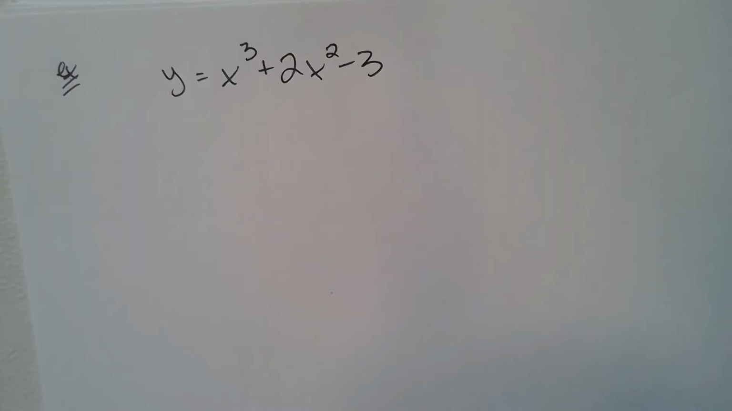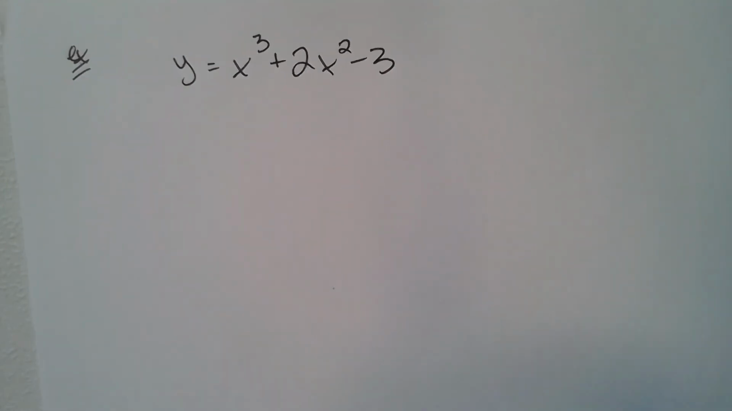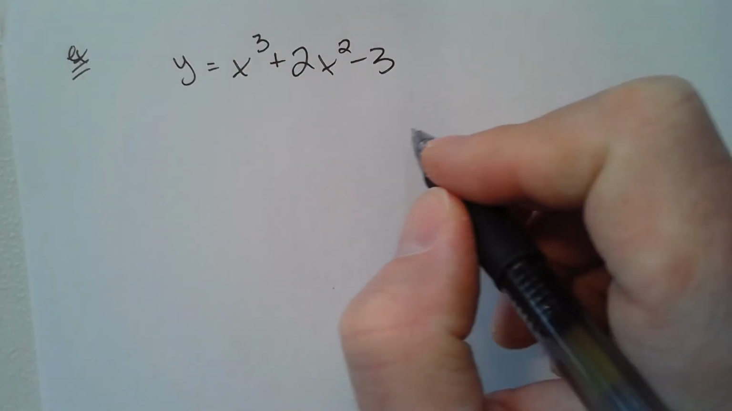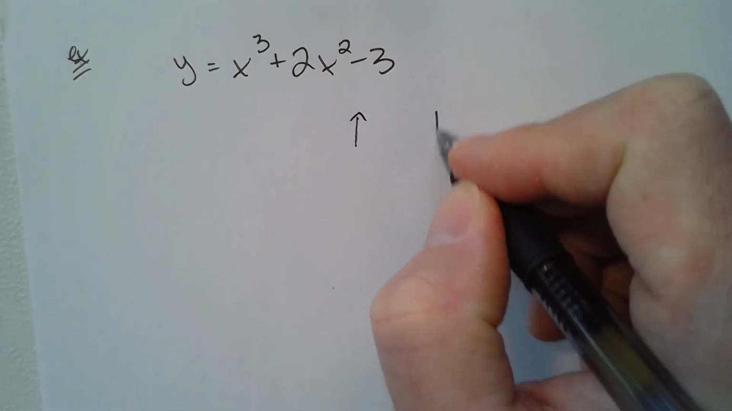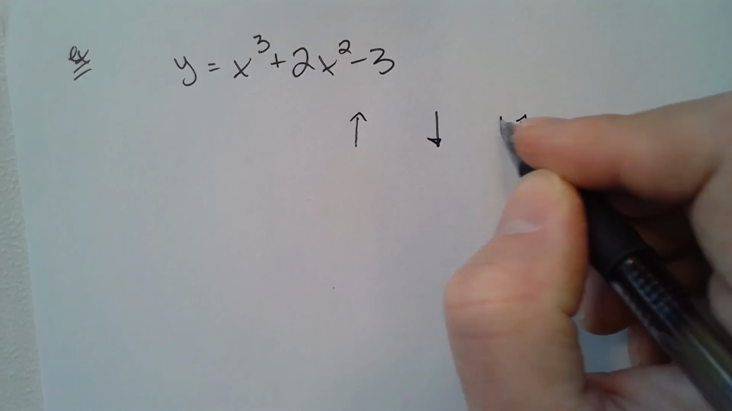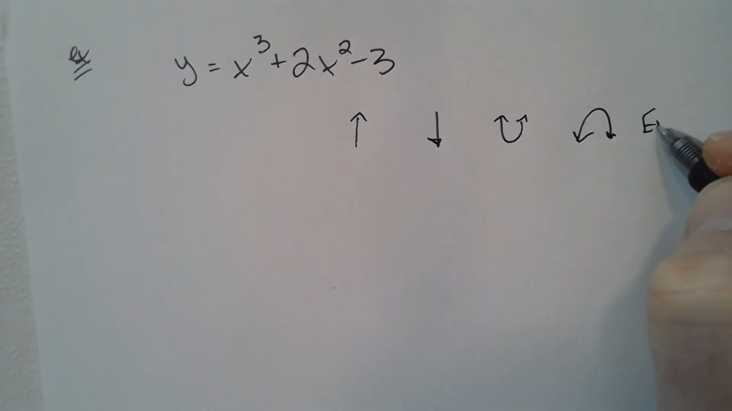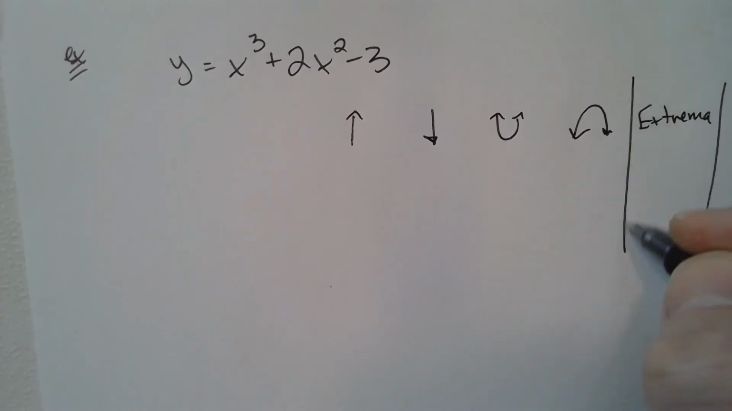Alright, so I'm going to do an example, analyze this graph. We'll find out where it's increasing, decreasing, concave up, concave down, extrema, so mins and maxes, and if it has an inflection point or points. So here's my little table.